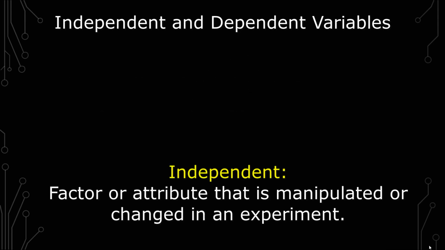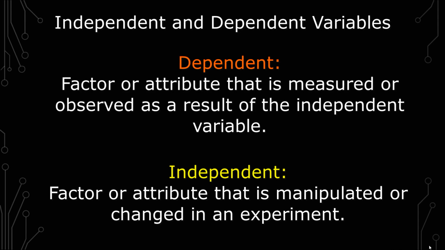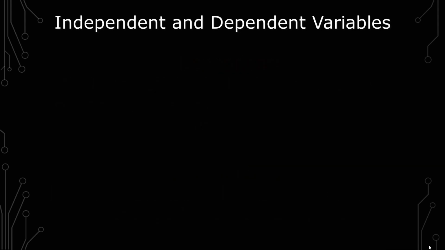An independent variable is the factor that is being manipulated or changed in an experiment, while a dependent variable is the factor that is being measured or observed as a result of the independent variable. Let's look at an example.